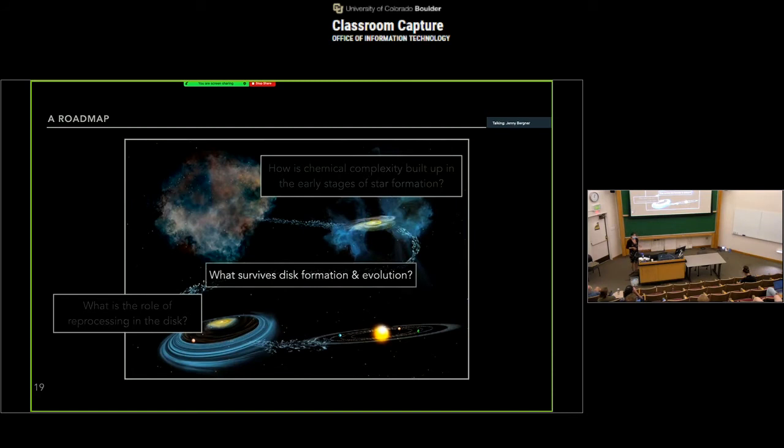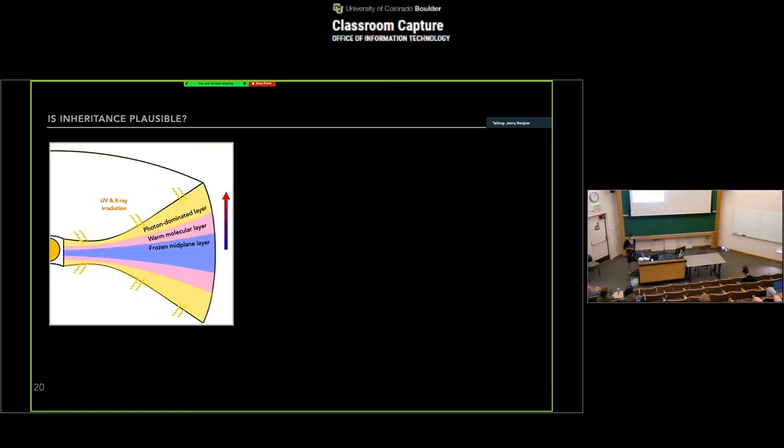So this brings us to the next stage of this talk, trying to think about what of this chemical complexity that's built up very early on survives the processes of disk formation and evolution. So first of all, is this inheritance conceptually plausible? If you think about a protoplanetary disk structure, we have these really strong gradients in the vertical direction because the surface of the disk is being strongly irradiated by the central star. And so in the surface, you have these really heavily processed, really hot, UV exposed layers. But once you get to the midplane, you're pretty well shielded from radiation. And so these environments are very cold and very well protected from radiation.